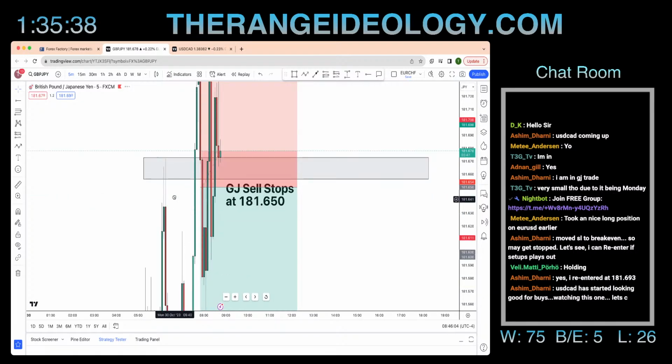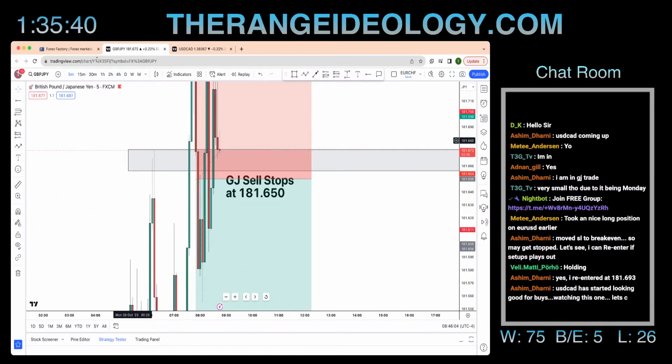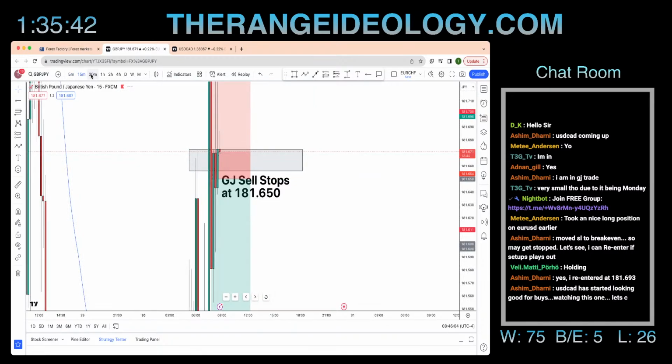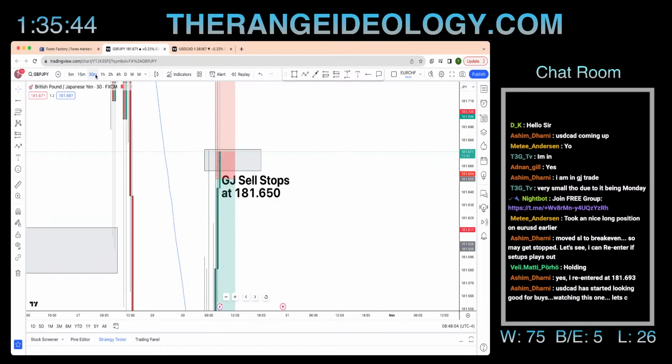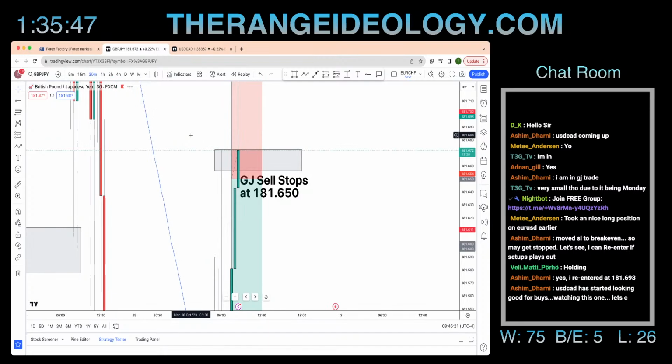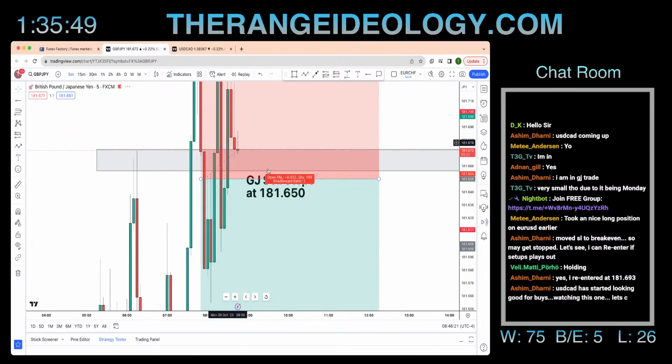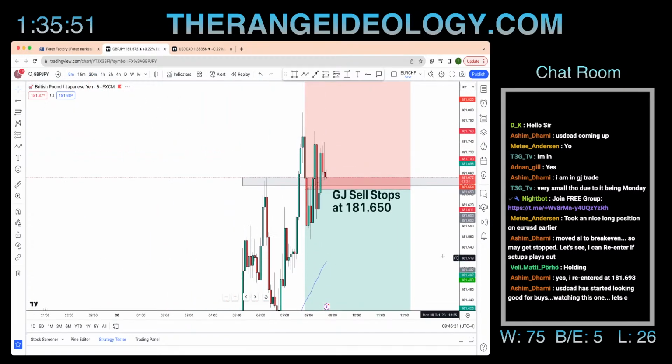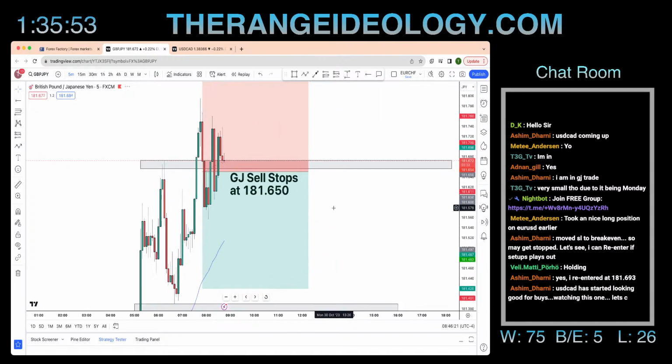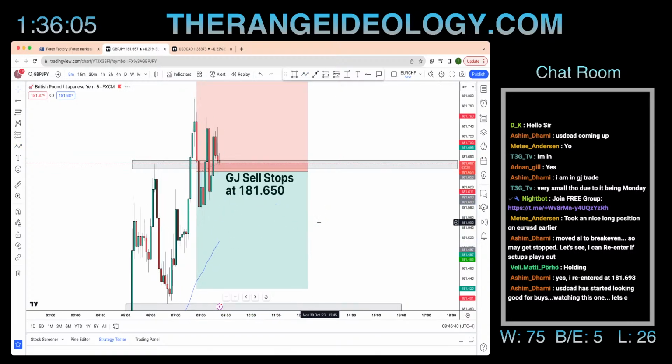All right, GJ. Let's see. I think if GJ does push down strong here and it breaks this level, it can certainly come down to tap the 5-minute EMA. Should be really nice.